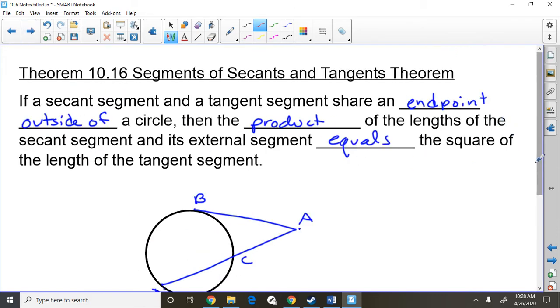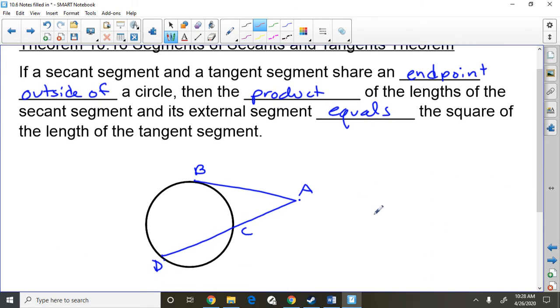One more rule. When you have a secant segment and a tangent segment. So here's my secant segment AD and my tangent segment AB. So the tangent segment has its endpoints at the point of tangency and then out here at A. If they share an endpoint outside of a circle, point A, then the product of the lengths of the secant segment and its external segment equals the square of the length of the tangent segment. The same relationship we had on the other page, I have the entire secant times its external segment, AD times AC, is equal to the square of the length of the tangent segment.